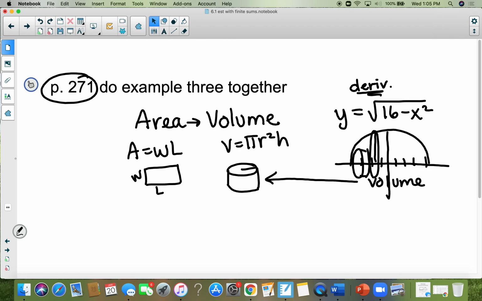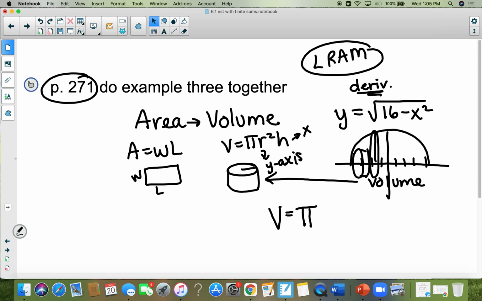So if you look at this sideways, the volume is equal to pi. The height of all the cylinders are the x-axis. The height is the x-axis, and the radius is really the y-axis. And if you're going from a -4 to 4, and we are going to do the left RAM. So the left one, we're going to put a -4 in there.